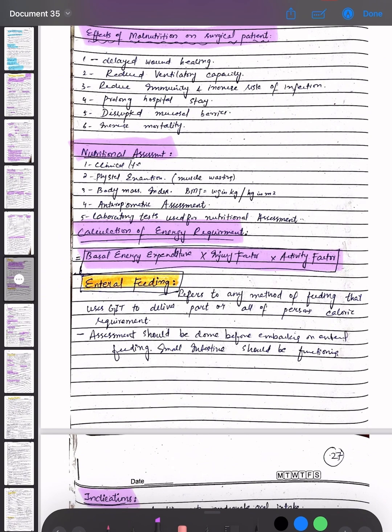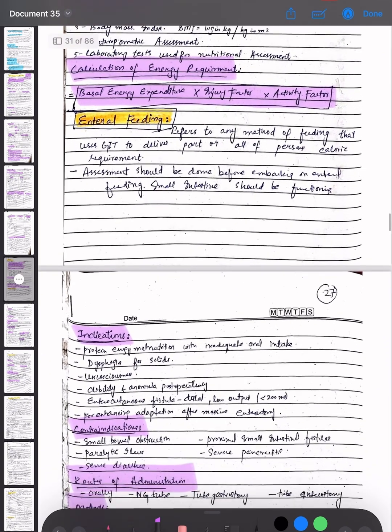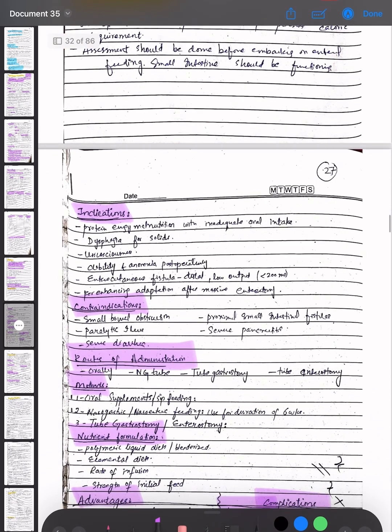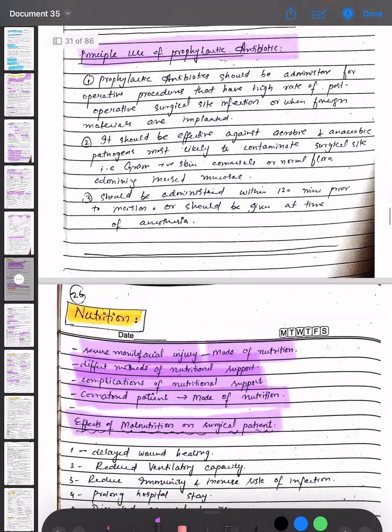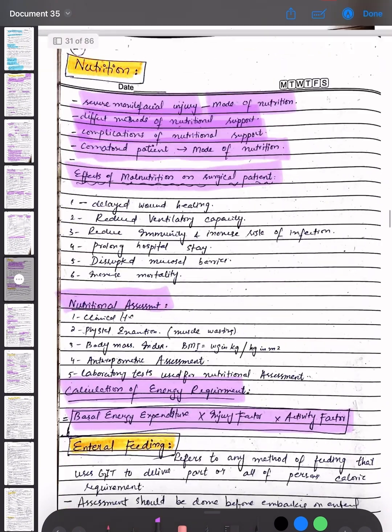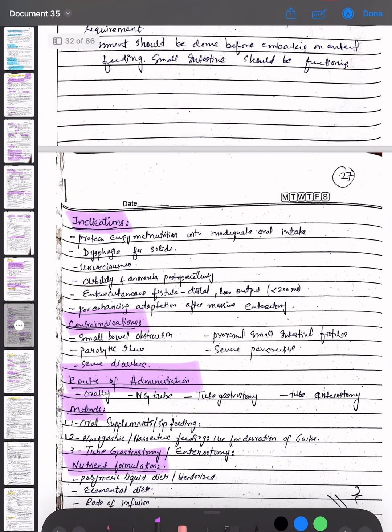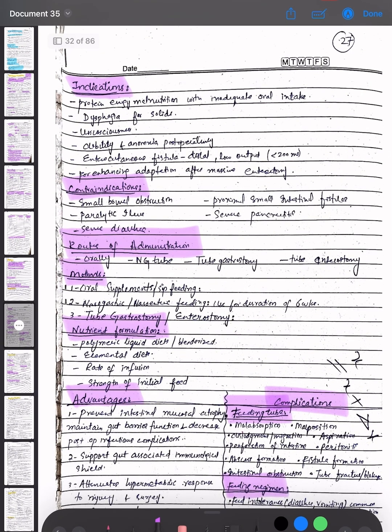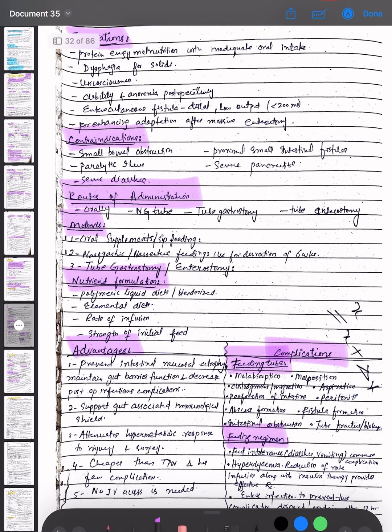Then we define enteral feeding, and what are the indications and what are the contraindications. Protein malnutrition, alcoholic, dysphagia for solids, unconsciousness, that is comatose patient. So here we discuss the comatose patient's mode of nutrition. In an unconscious patient, enteral feeding is given. Disability, anorexia, postoperatively, and what are the contraindications? What are the routes of administration? Routes are orally, NG tube, gastrostomy, and tube enterostomy. What are the methods? The methods are oral supplements, and the NG tube and the tube gastrostomy.